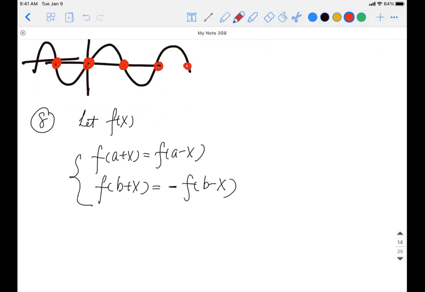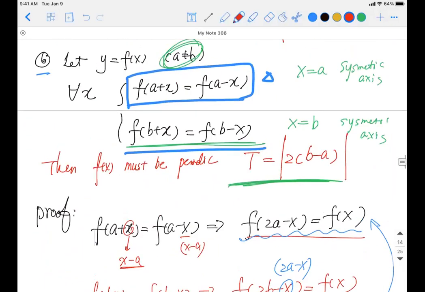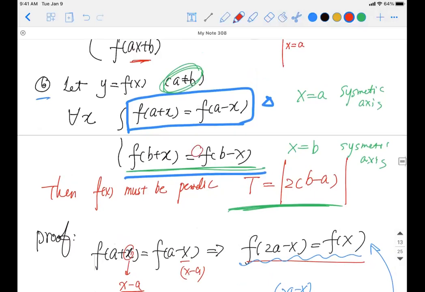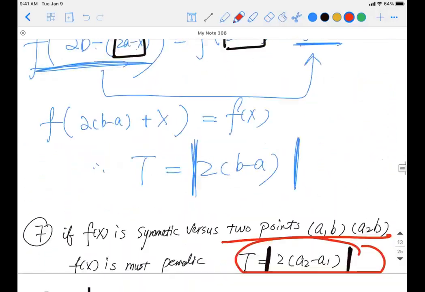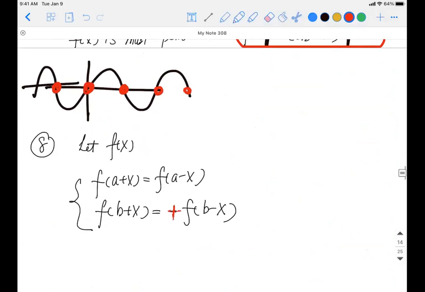Okay, if this is positive, this is exactly the same thing as our previous property, right? You see, the only difference is that previously this is positive. Now, this is no longer positive, this has become negative. Okay, this is the only difference. One is a symmetric axis, no problem. The second one is not symmetric because it changed the sign, right? But generally speaking, it's quite similar.